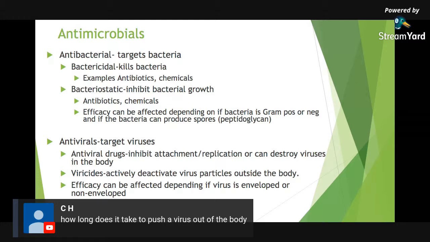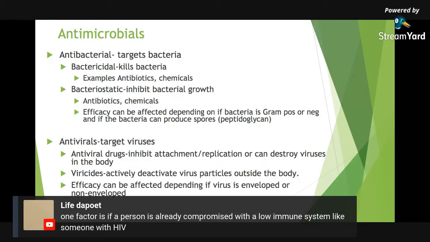One factor is if a person is already compromised with a low immune system, like someone with HIV. So with COVID-19, that person would fall in a high risk group of individuals, especially if they're actually exhibiting the AIDS aspect of HIV. They're immunocompromised when they have AIDS, so they would be high risk.